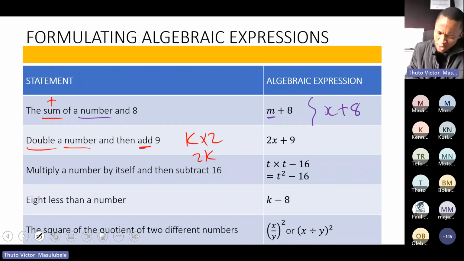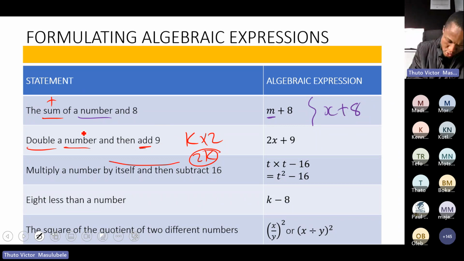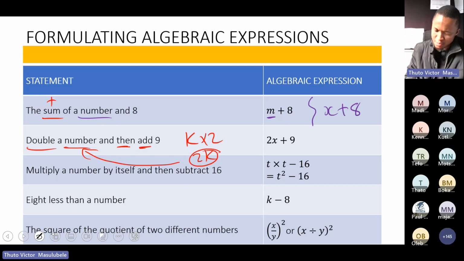So in other words, now we have doubled that particular number because we multiplied with 2. Then what must happen? We have to add 9 to that number. And by adding, we know the correct operation sign there. So we'll have 2K plus 9. Same applies in the example we have here. On the column on the right, we have 2x plus 9. But as I said, the variable could be any letter of the alphabet.